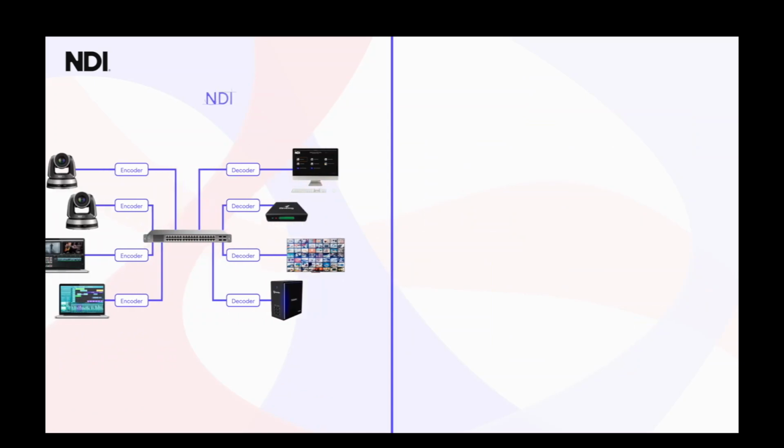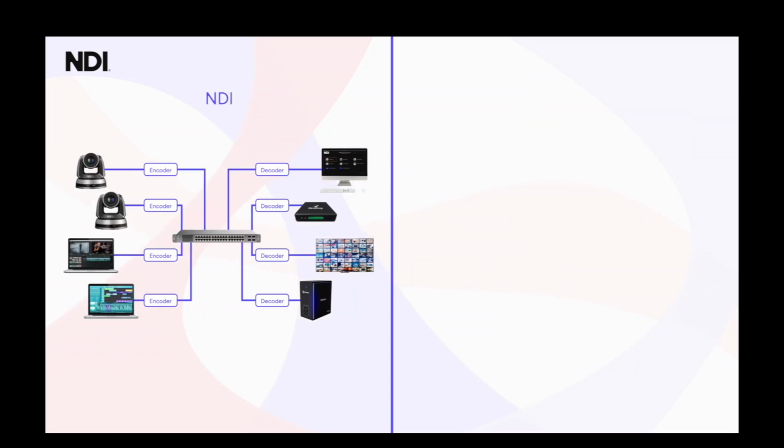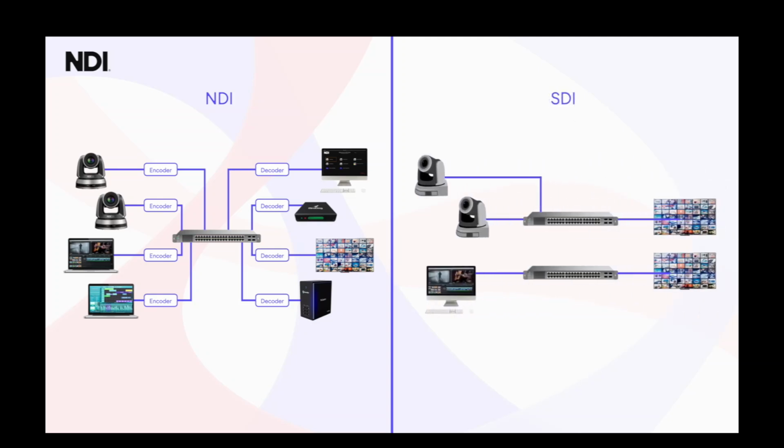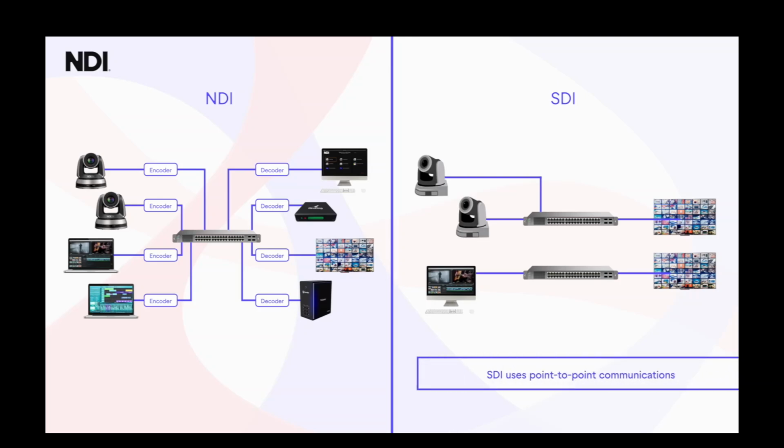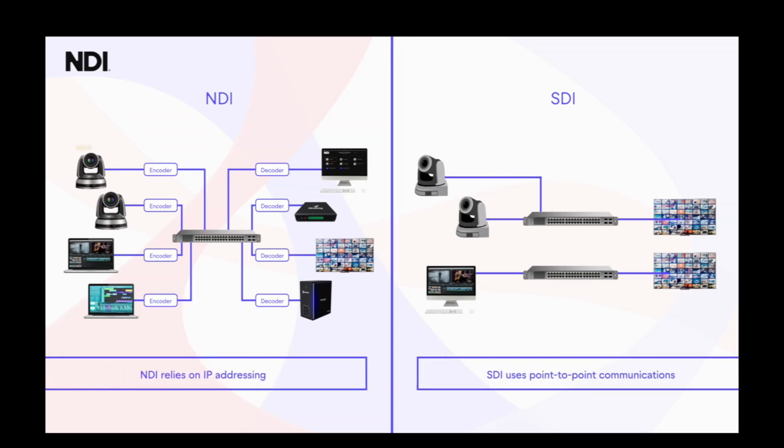Deploying NDI involves navigating the complexities of IP networking. But while this can appear to be more challenging than traditional SDI setups, understanding these complexities is not the uphill battle many people considering the switch to NDI believe it to be. Unlike SDI, which uses point-to-point connections, NDI relies on IP addressing to identify and communicate with devices on the network, and with a good basic knowledge of IP address allocation and management, you'll be up and running in no time.